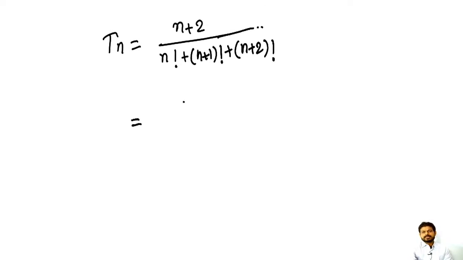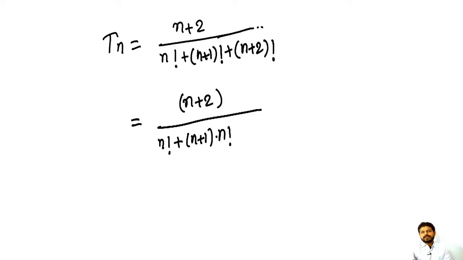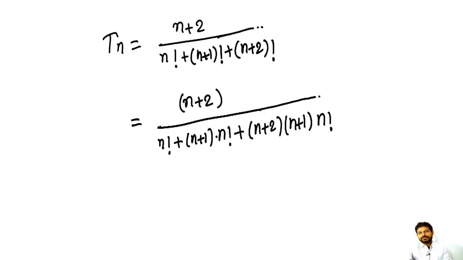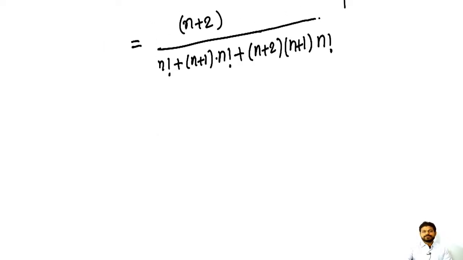So it can be written as n plus 2 divided by n factorial plus n plus 1 into n factorial plus n plus 2 into n plus 1 into n factorial. Can we write like this or not? Yeah, of course we can, because we have one formula: n factorial can be written as n into n minus 1 factorial. I hope you know this. Okay, now further we can do some more simplification.